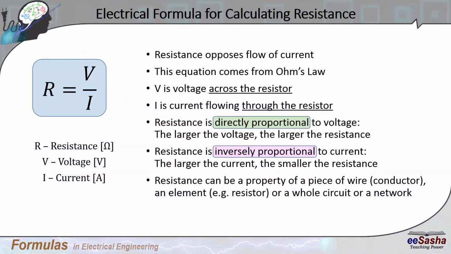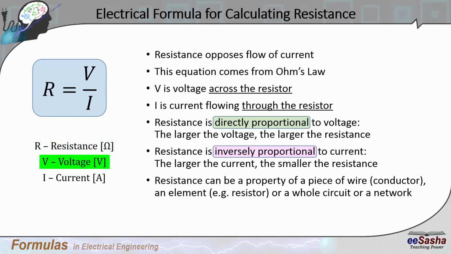Let's have a look at the formula for resistance. Resistance opposes flow of current. Now this equation comes from Ohm's law. In this equation, resistance is designated with letter R, and it's expressed in ohms.